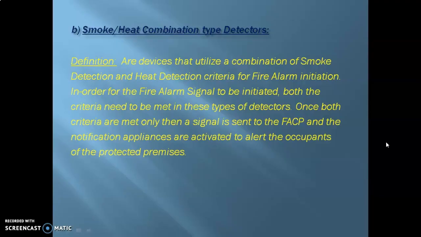Now, in smoke detection, of course, these days the most commonly used method is photoelectric type smoke detection, whereas in the heat detection it could either be a rate of rise type of heat detector or a fixed temperature. So the fire alarm signal is normally generated when both the smoke detection criteria, plus either of the heat detection criteria, are met. And then once this has been confirmed, after both the criteria are met, and only then, do these types of detectors send a fire alarm signal to the FACP.